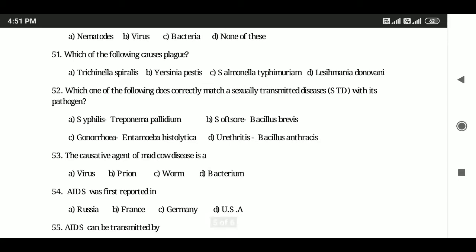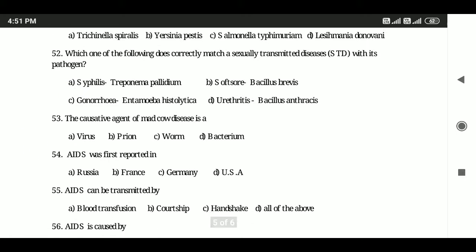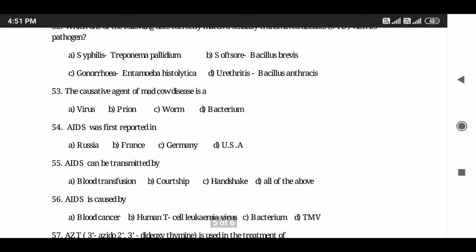Which one of the following correctly matches a sexually transmitted disease with its pathogen? Syphilis, Treponema pallidum, soft sore, Bacillus brevis, gonorrhea, Entamoeba histolytica, urethritis, Bacillus anthracis. The only right answer here is A, whereas the others are mismatches. The causative agent of mad cow disease is a virus, prion, worm, bacterium. Similar to CJD, mad cow disease is also a protein particle disease caused by prions.